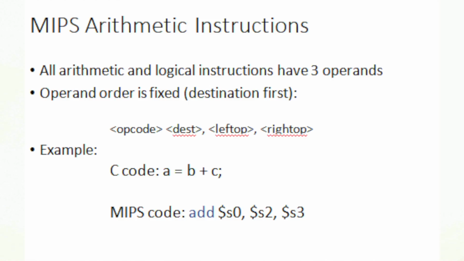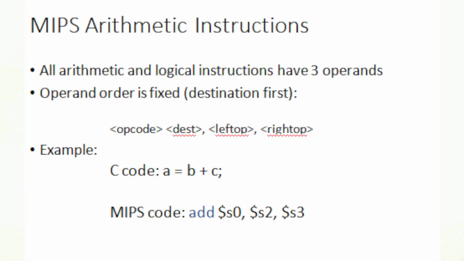MIPS arithmetic instructions. All arithmetic and logic instructions basically have three operands, and the order in which the operands occur is fixed, having the destination first. So the opcode is given first, after that the destination, after that the left operand, and then the right operand. A simple example would be the basic C code, a = b + c.